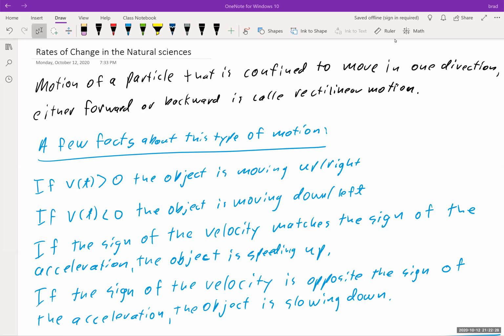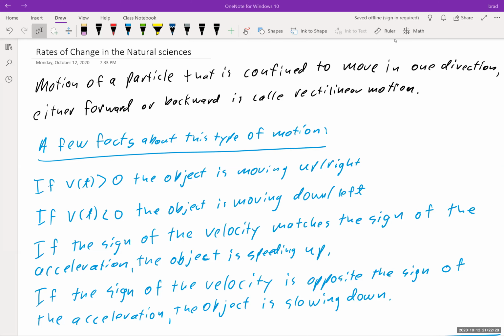But in Calc 1, we're going to talk about motion of a particle that is confined to move in one direction, either forward or backward. It could also be up or down as well. And this is called rectilinear motion. Basically it's just up or down or left or right motion.